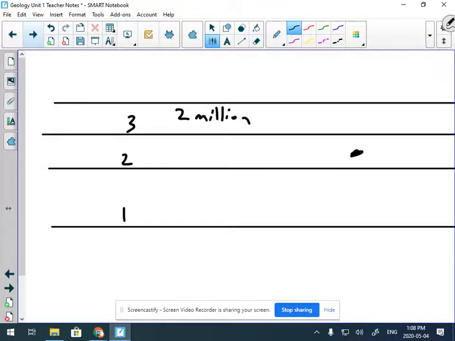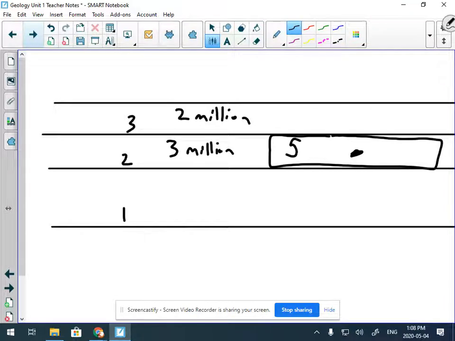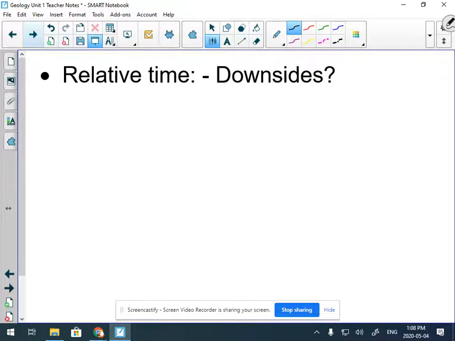This layer of rock takes 3 million years to form. Then we have a rough estimate that everything that we find within this layer, other dinosaur fossils, other rocks, are about 5 million years old. That's what relative dating is. It's a guess. Now, there's some problems with it. There's good things about it, but there's also some problems with it.